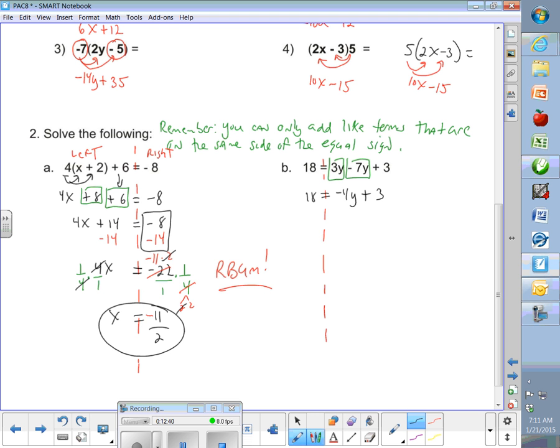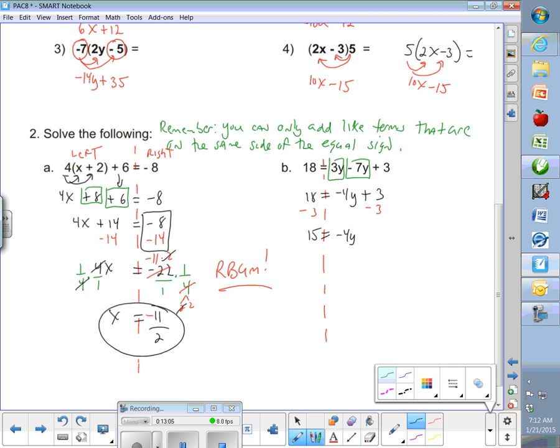Okay, now we're ready to isolate the variable. Things added to the variable, we move first by adding their opposite to both sides. Add a negative 3 to the left, add a negative 3 to the right. We end up with, I said that backwards, add a negative 3 to the right, add a negative 3 to the left. All right, we end up with, on the left, 15 equals negative 4y.